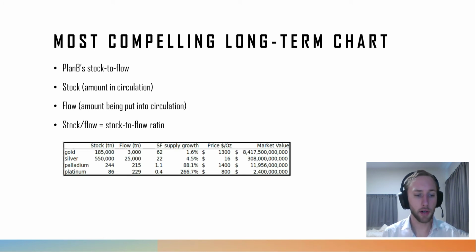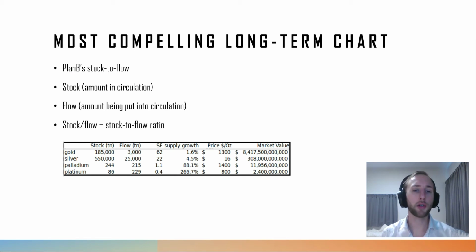As you can see here, the stock to flow of gold is about 62. And as you can see, the market value of gold is pretty darn big. Now, the stock to flow model of silver is much lower, and you can see that reflected in the market value. And similar for palladium, stock to flow is 1.1, and you can see it reflected in the market value.